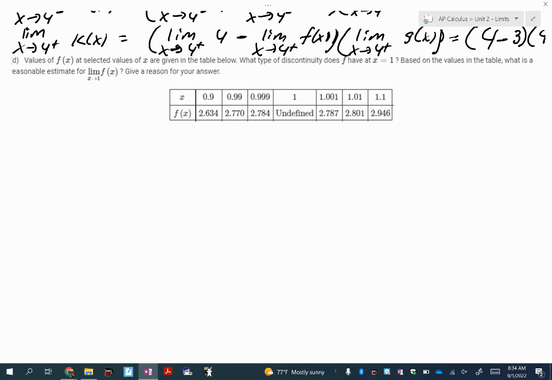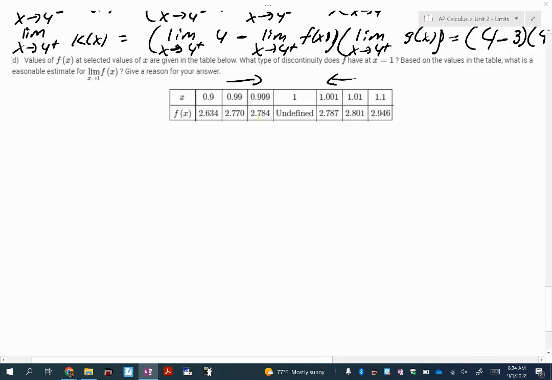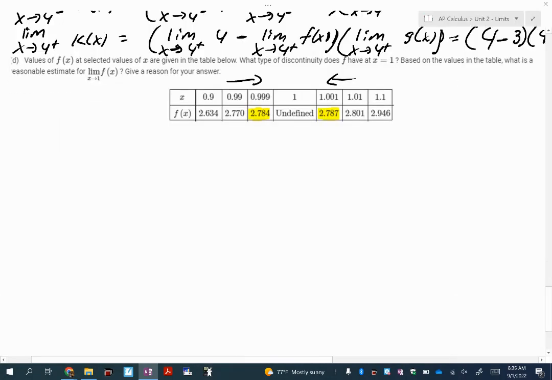All right, so first thing I would look at here is as we're getting closer and closer to 1, it looks like we're approaching the same number, getting closer and closer to like 2.78 something. All right, so since we're approaching the same number from the left and the right, the limit is going to exist, okay? But then I look at this main part here, which says when x is 1, you have an undefined value, all right?